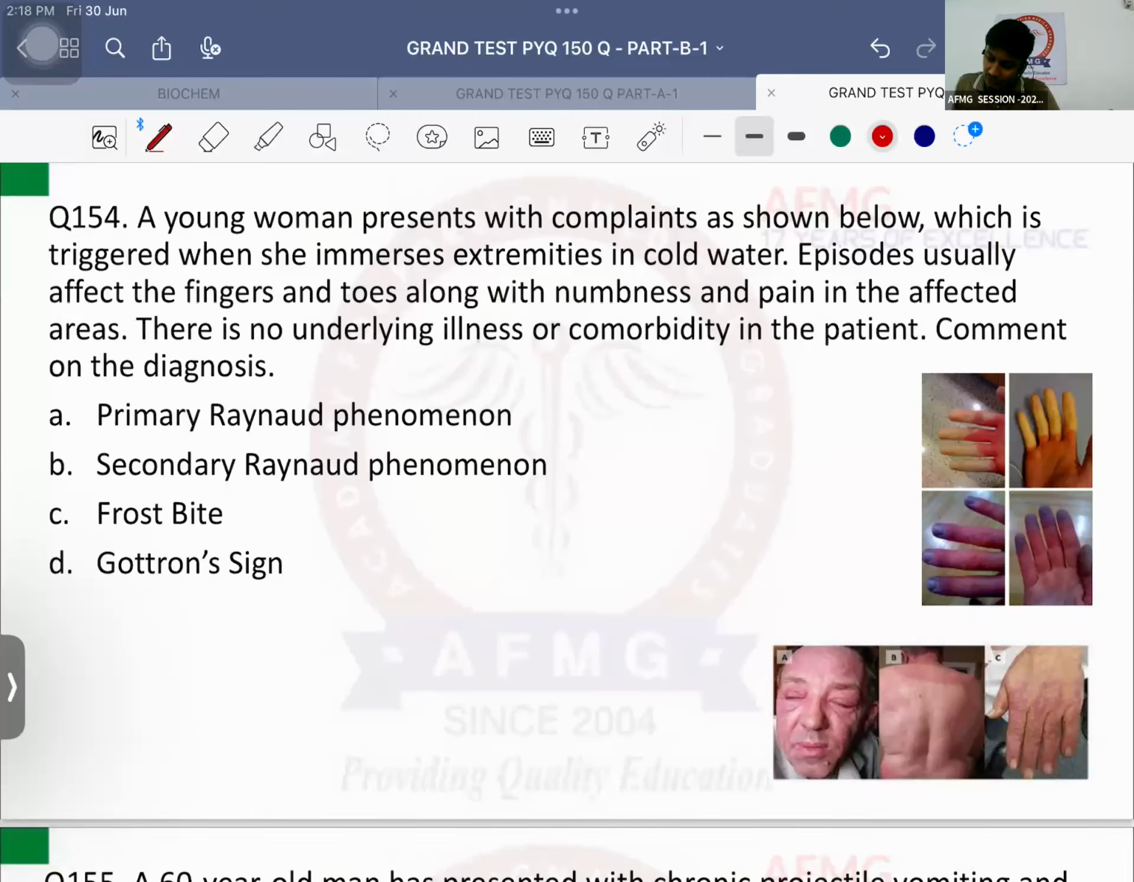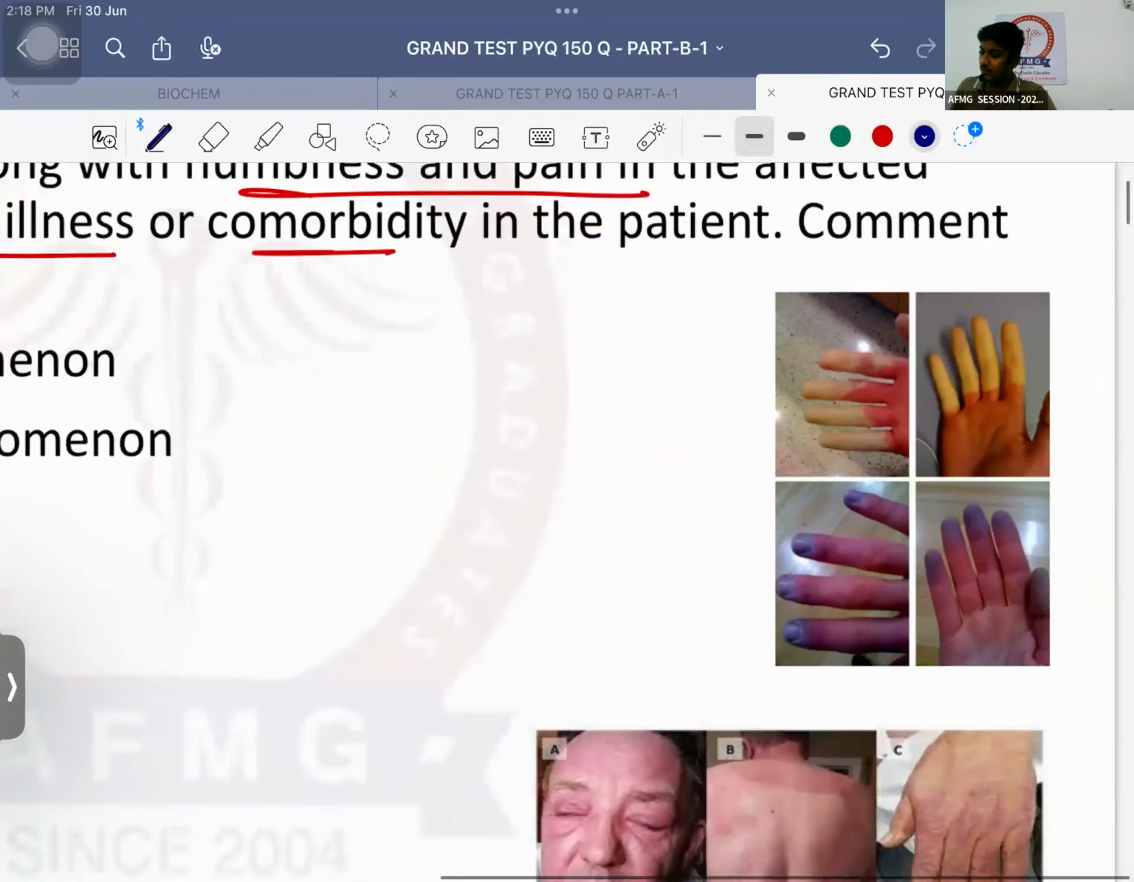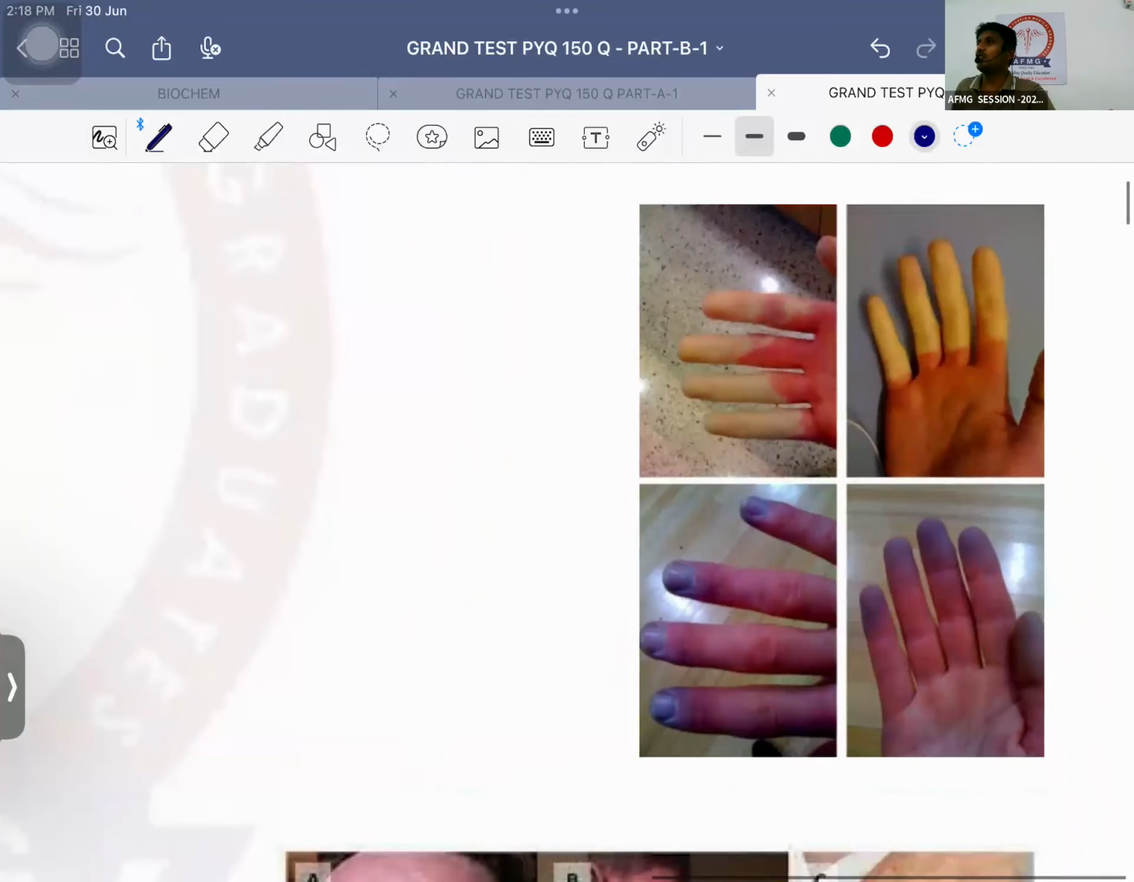Question number 154 states, a young woman presents with complaints as shown below, which is triggered when she immerses the extremities in cold water. Episodes usually affect the fingers and toes, along with numbness and pain in the affected areas. There is no underlying illness or comorbidity in the patient. Comment on the diagnosis.